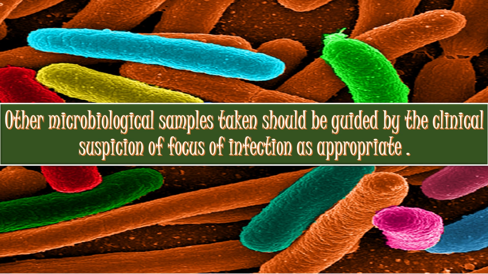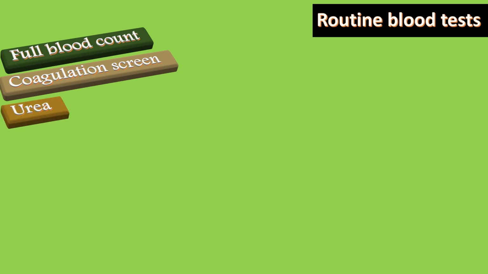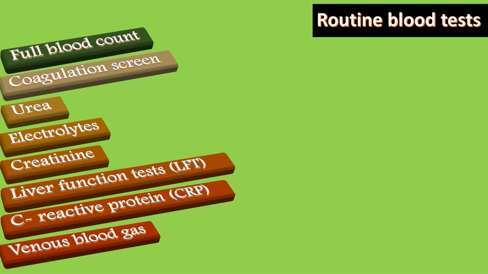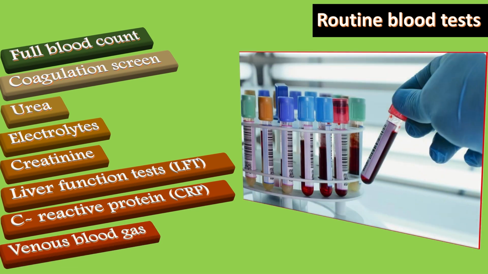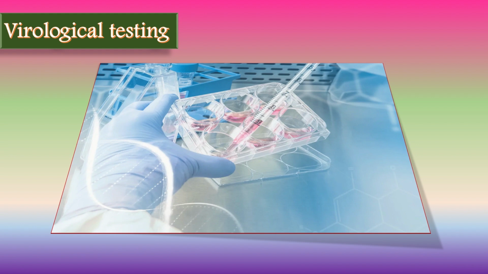Other microbiological samples should be taken by the clinician, and that should be guided by clinical suspicion of the focus of infection as appropriate. Routine blood tests should include full blood count, coagulation screen, urea, electrolytes, creatinine, liver function test, CRP, the venous blood gases or other near patient testing for glucose and lactate. Appropriate virology testing, including SARS-CoV-2 testing, should be undertaken if indicated.